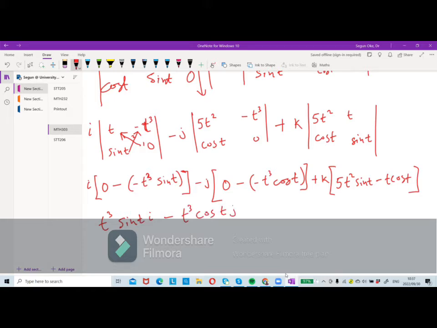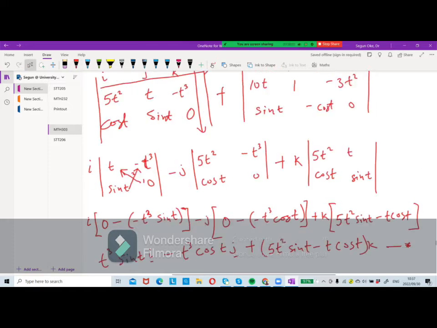cos t j, then you have it to be plus, you can put those in the brackets, everything, because there's nothing, you can just leave them the way they are. At the end of the day, some will cancel out when it gets to that point. In brackets, 5t squared sine t minus t cos t k. So that's what we have for the first matrix.